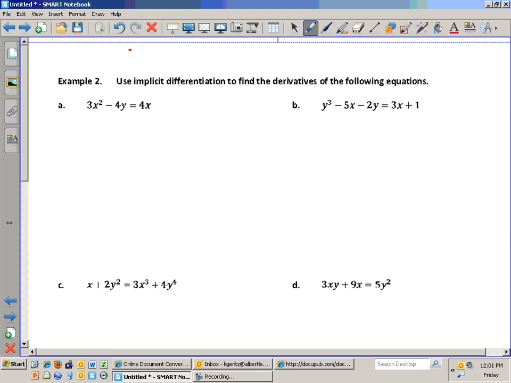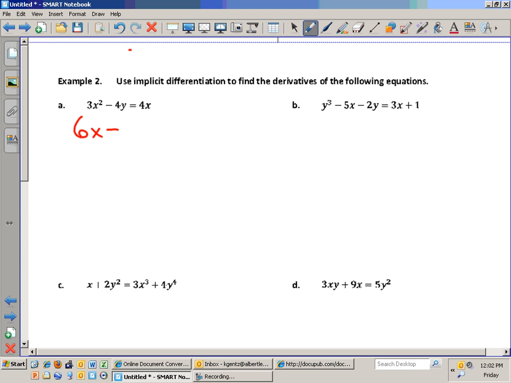Let me show you how easy it is. Use implicit differentiation, find the derivatives of the following equations. You can see if these get more complex, it would be tough to solve for y in some of them. The first one wouldn't necessarily be that bad, but as opposed to solving for y, let's just take the derivative. So we're going to find the derivative of y with respect to x. What do you get when you take the derivative of this?